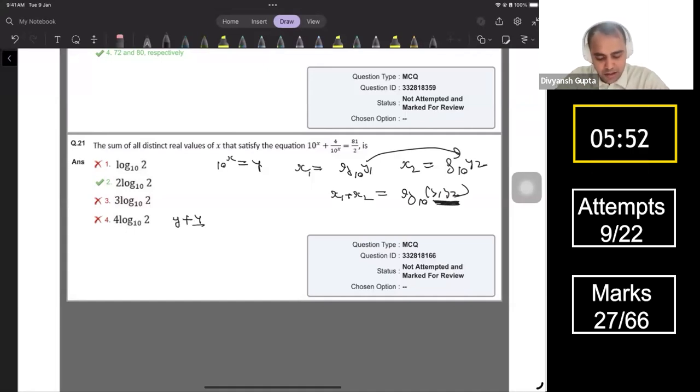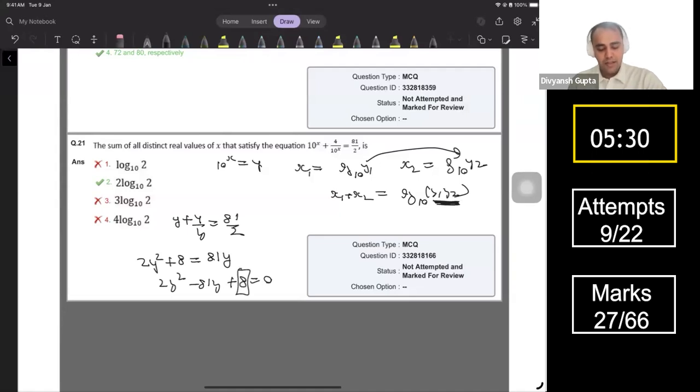y plus 4 by y is equal to 81 by 2, or 2y square plus 8 is equal to 81y, or 2y square minus 81y plus 8 is equal to 0. So the product y1 into y2 will be c by a, that is 4. So our answer will be log 4 base 10, which is 2 log 2 base 10. So option number 2.